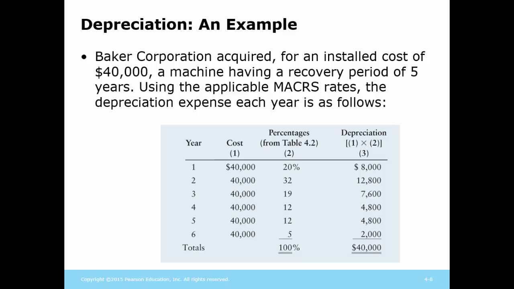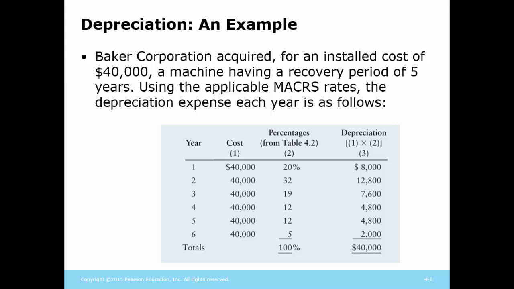So here we have a company that has a $40,000 asset. It's a 5-year MACRS asset, and here's how you would depreciate it. The depreciable basis is $40,000. The very first year you take 20%, that's $8,000. In the 5th year you could take 12%. 12% of $40,000 is $4,800.